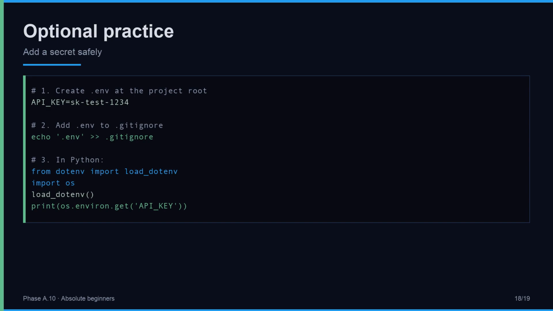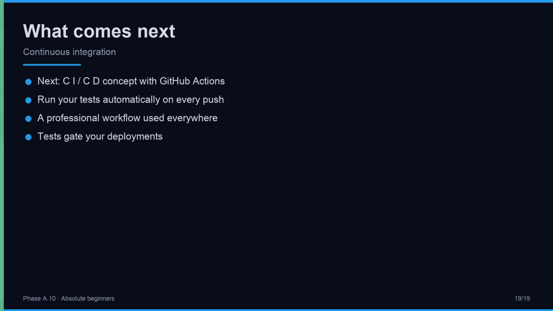If you want a quick practice, do the full pattern by hand. Create a .env file with one fake key. Add .env to .gitignore with the echo command. Then write 3 lines of Python: import load_dotenv, call it, and print the value of os.environ.get API_KEY. If you see the fake key printed, the pattern works. If git status does not show .env, you have kept the secret out of version control. Try the full pattern.